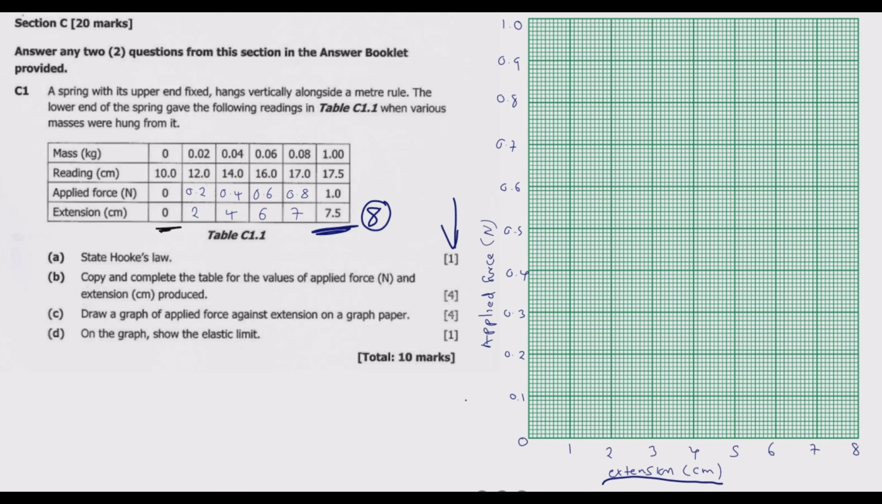So we have 0,0, which is the first point. Remember, you use 0,0 if it's there; if it's not there, you don't start from there. Then we have applied force 0.2 with extension 2 centimeter, which is this point. Then we have 0.4, 4 centimeter, so this is where they meet. Then we have 0.6, 6 centimeter. We have that.